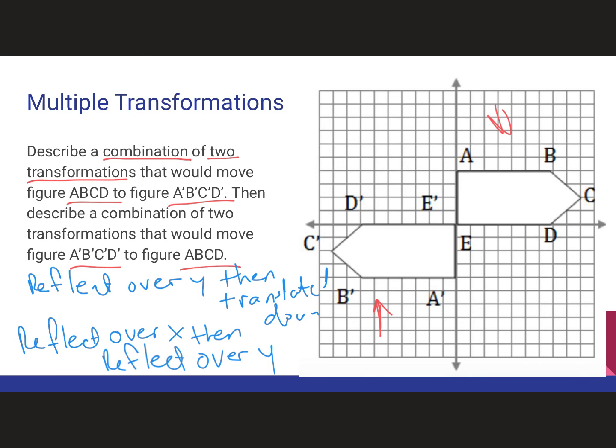Now let's talk about going the other way. Well, I could just reverse these. I could translate up and then reflect, or I could reflect then translate up. Lots of options. So you come up with two ways to get from the figure here to the figure here. Okay, do that on your own, and I will see you all in class.